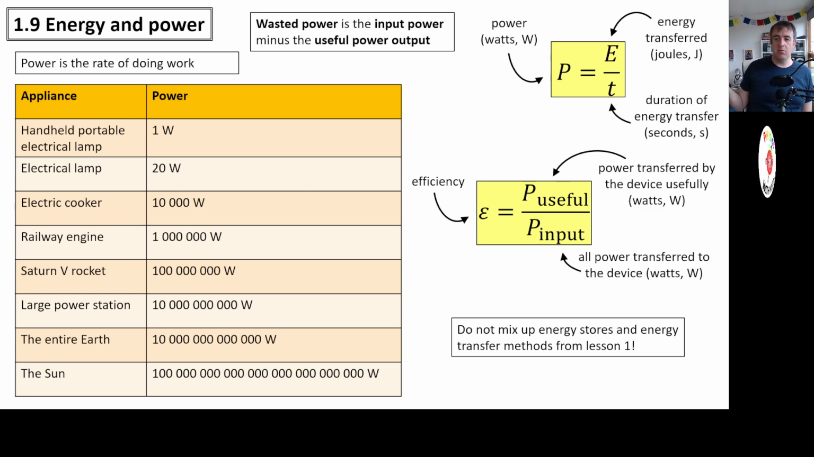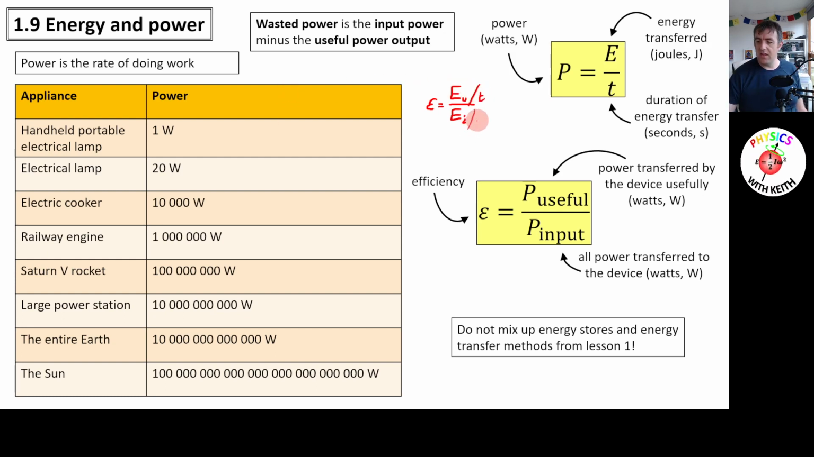Wasted power is input power minus useful output power. We've talked about that in terms of energy. It's also true in terms of power. So if we have our efficiency equation from before, where we had useful energy, I'll put EU rather than writing it out in full, and input energy, EI, like that. Well, if I were to divide the useful energy by time, and I were to divide the input energy by the same amount of time, I haven't changed that equation because I've divided the numerator and the denominator by the same number. But now instead of the useful energy, using this equation here, I've now got the useful power.